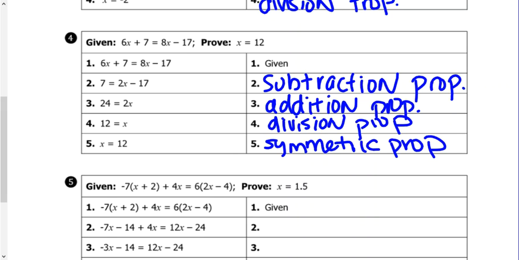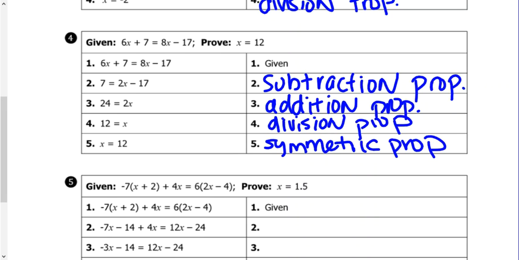Okay, so here's the answer to number 4. I start off with my givens. Remember, we only do one step at a time. So I take away the 6x from both sides, and I'm left with 7 equal to 2x minus 17. I use the subtraction property of equality. I get the 17 to the other side. That's the addition property of equality. And last, I need to do a division by 2 on both sides, and I use the division property of equality.